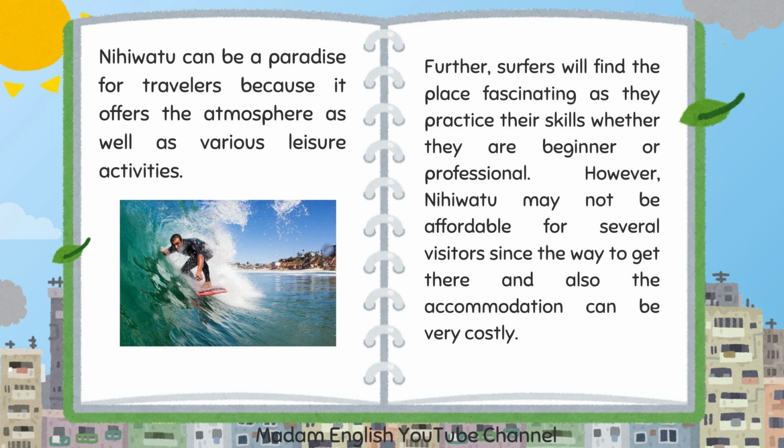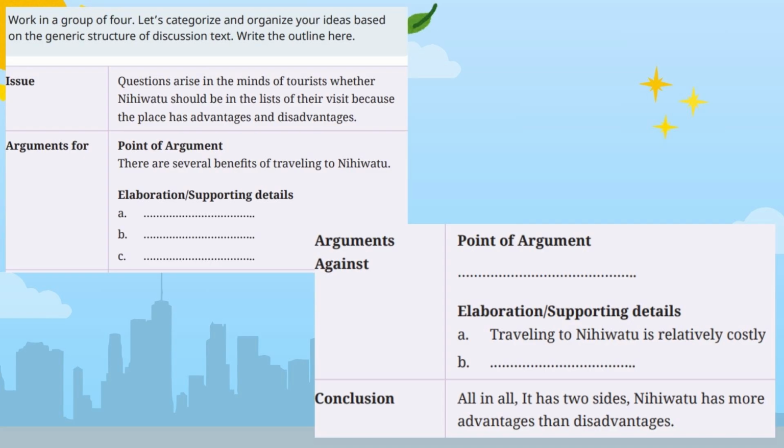Now, work in a group of 4. Let's categorize and organize your ideas based on the generic structure of discussion text. Write the outline here.